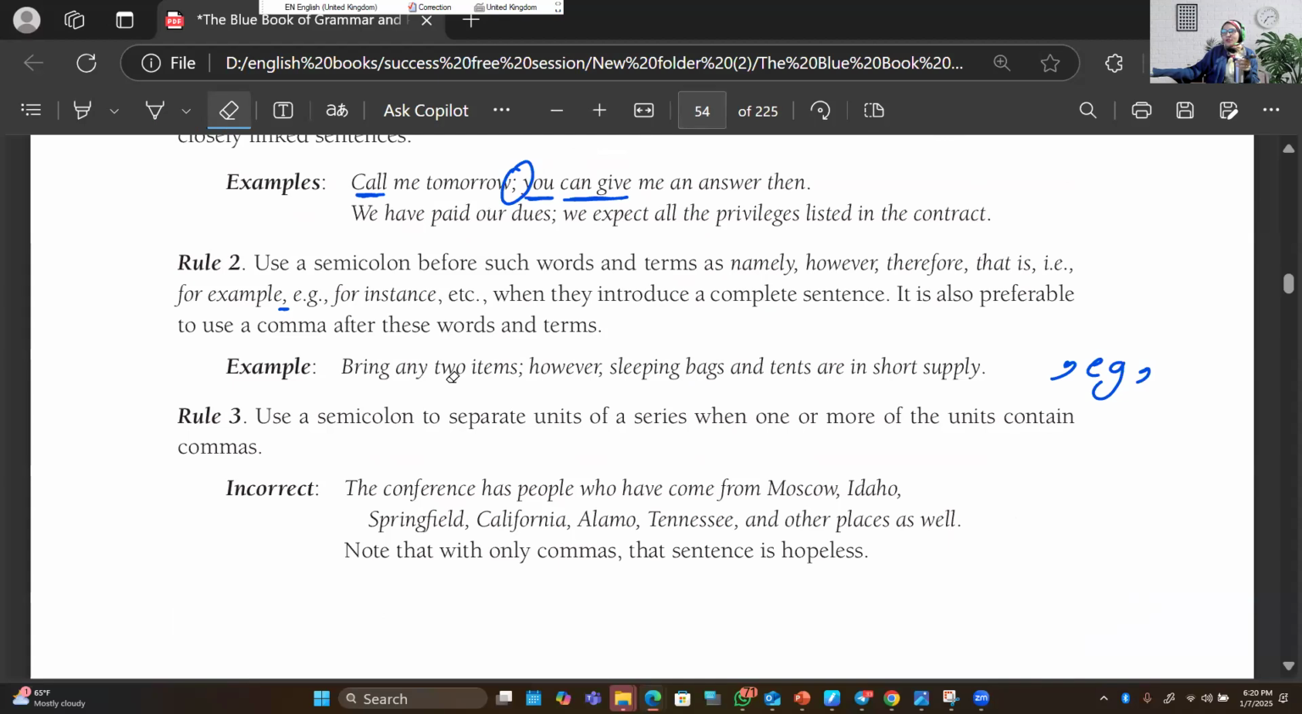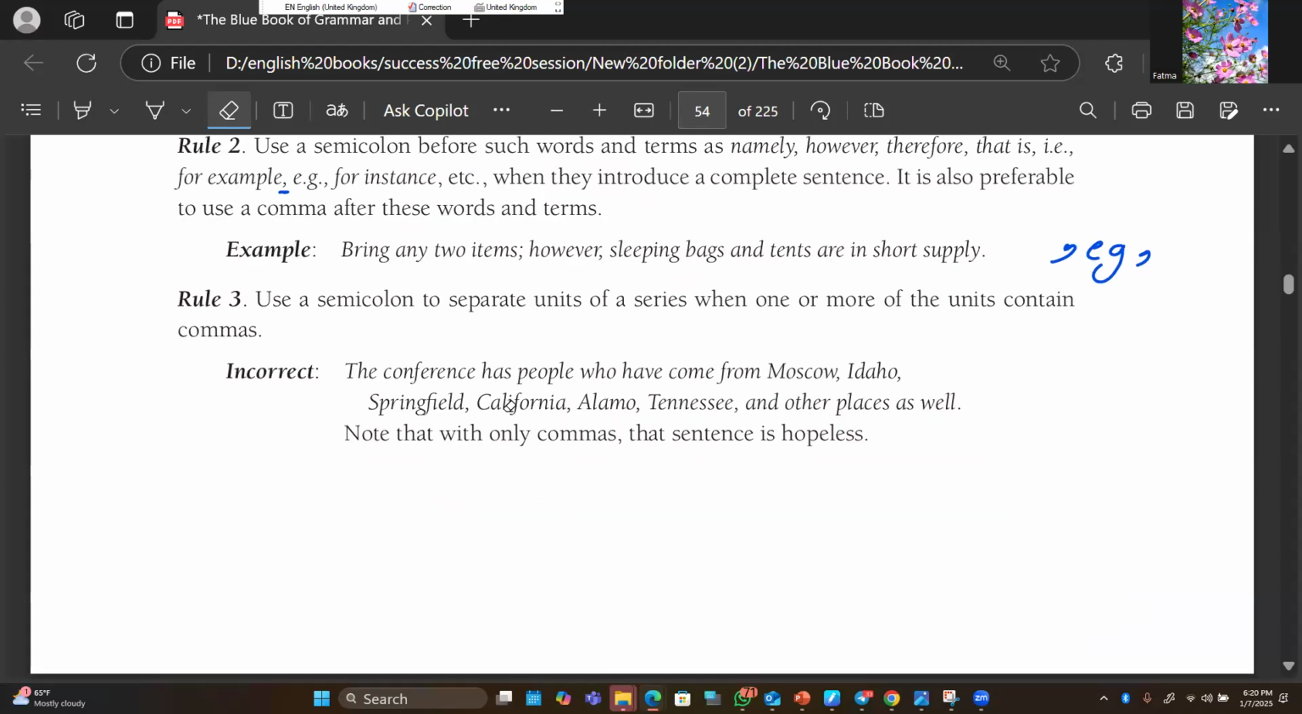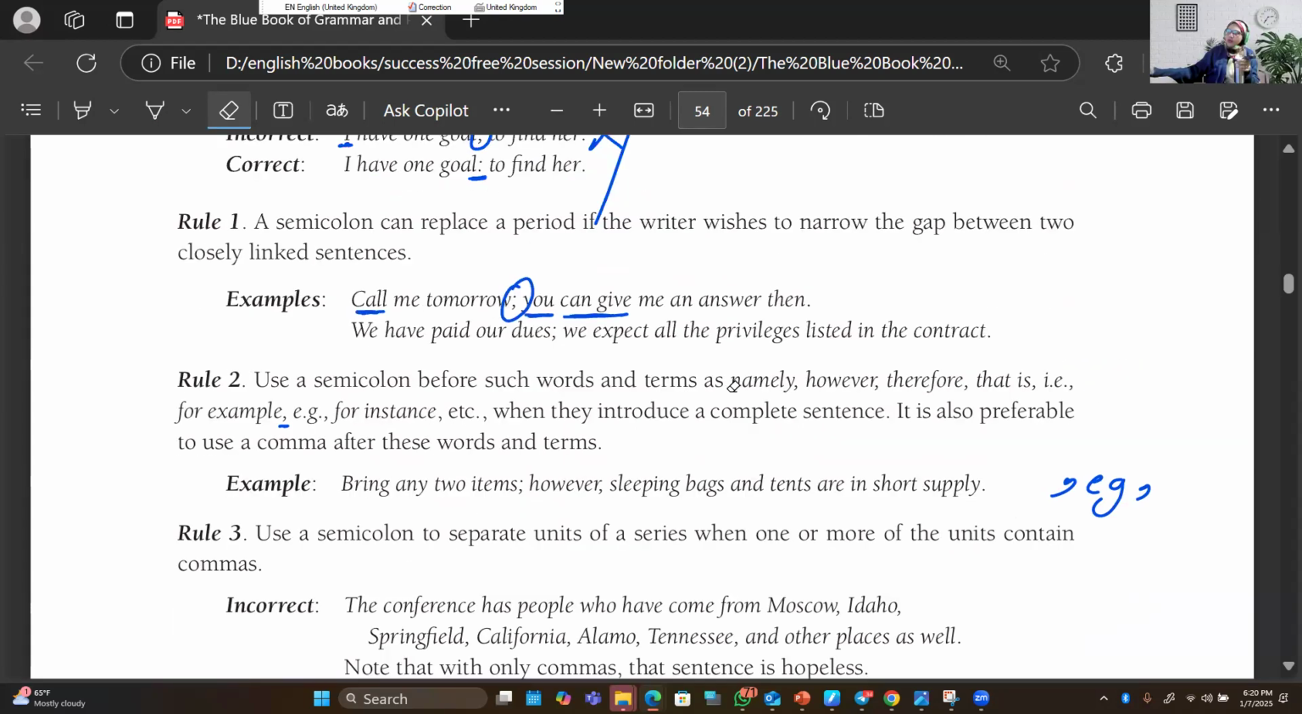I don't understand the difference. Sorry? I didn't understand the difference. Okay, sweetheart. We use a semicolon for these words, like for instance, e.g., etc. and so on, when they are introducing a full sentence.